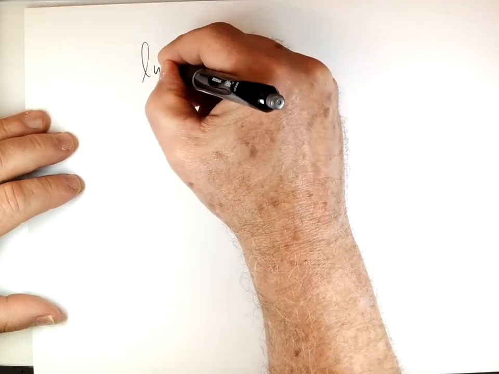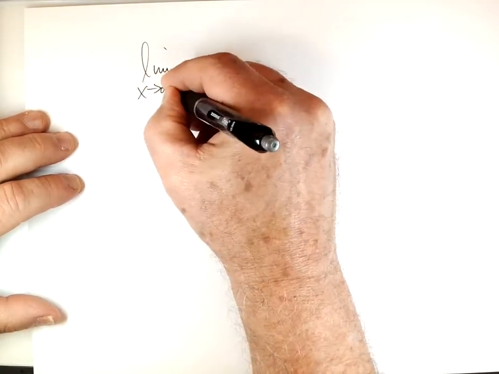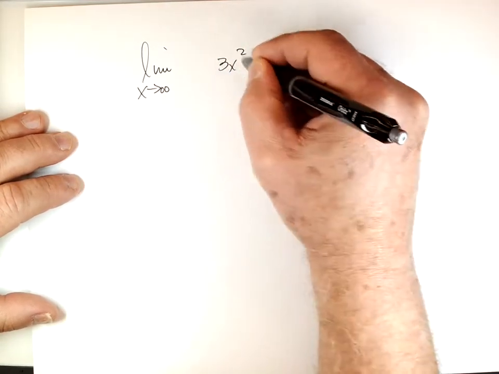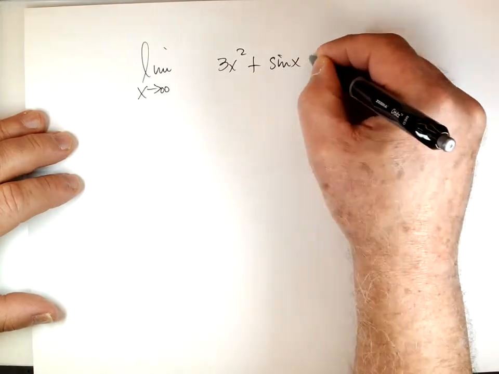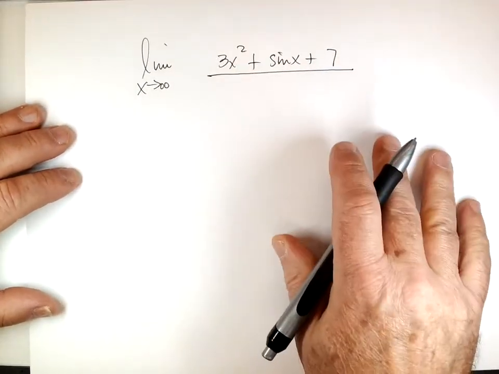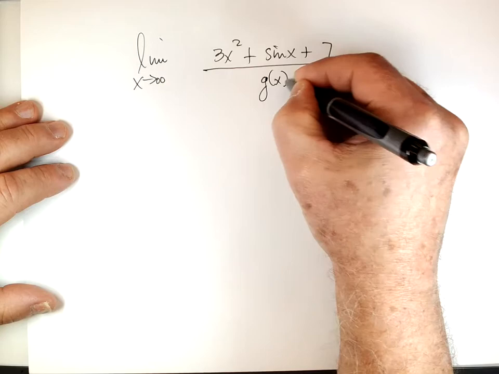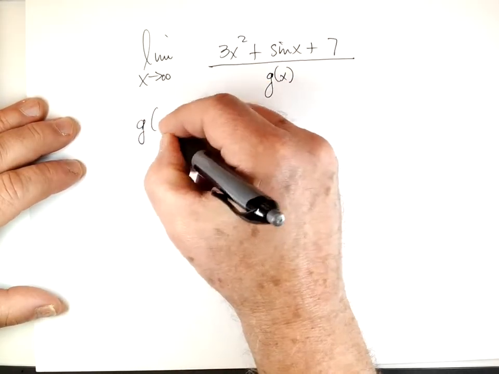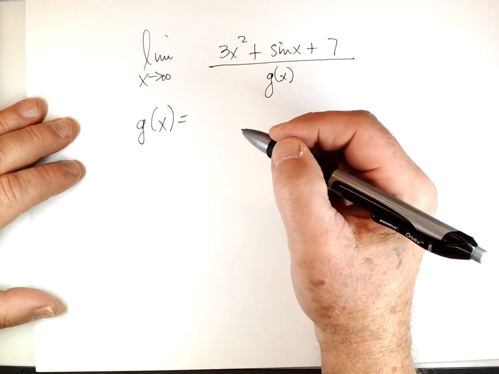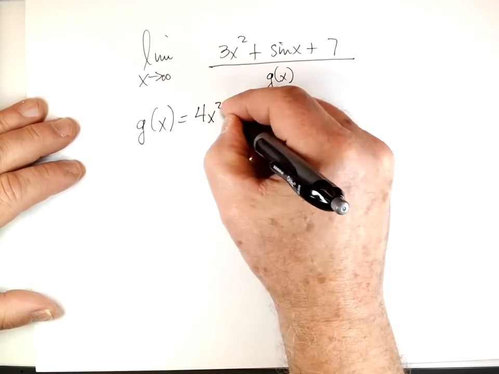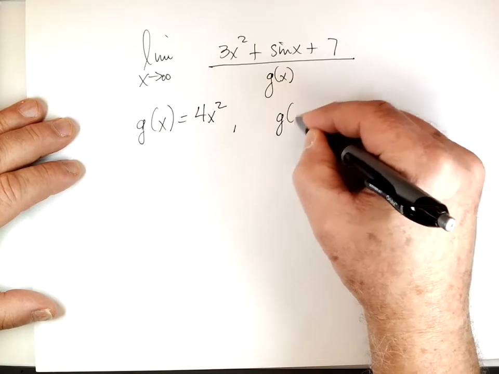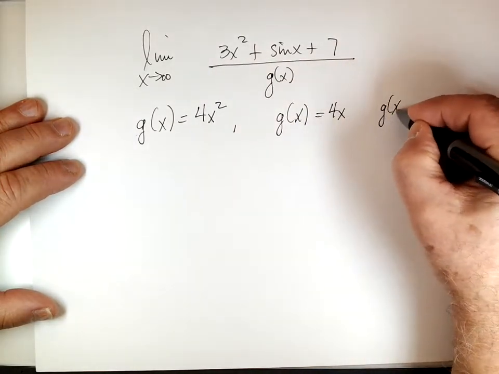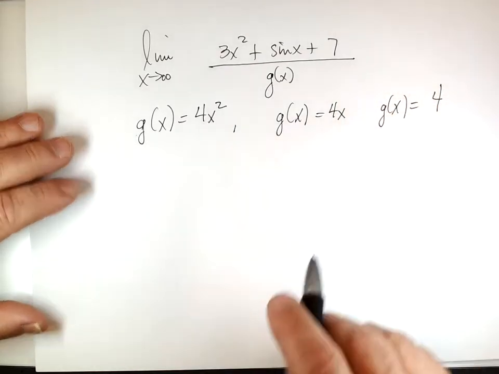Limit as x goes to infinity of 3x squared plus sine x plus 7 over g of x. We're going to find the limit when g of x is equal to 4x squared, when g of x is equal to 4x, and when g of x is equal to 4. Okay?